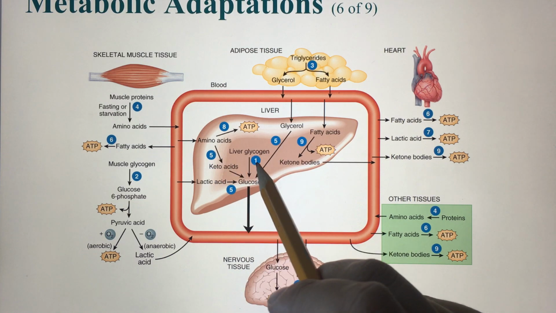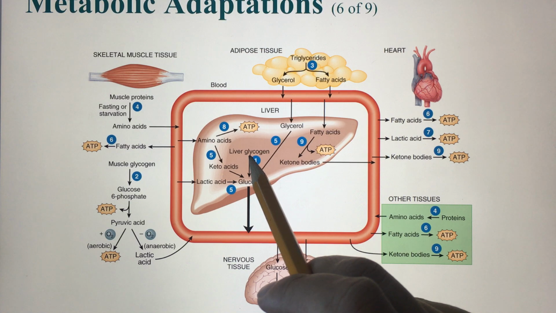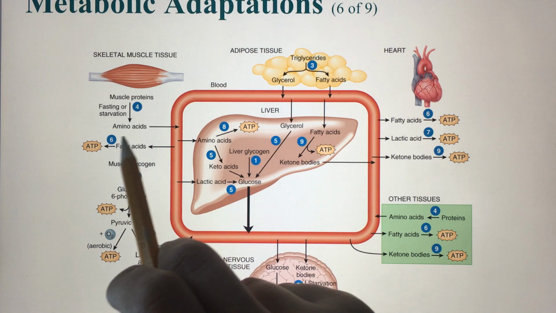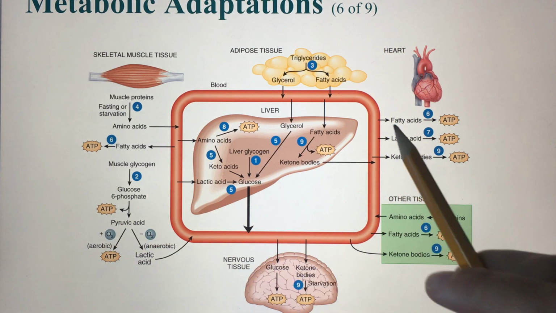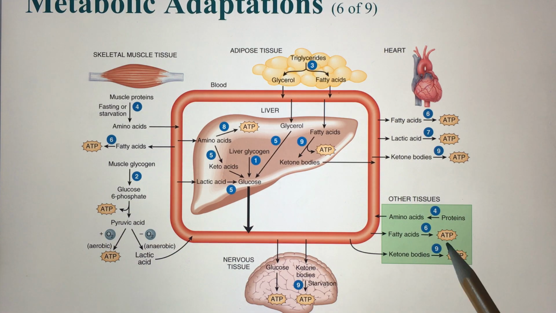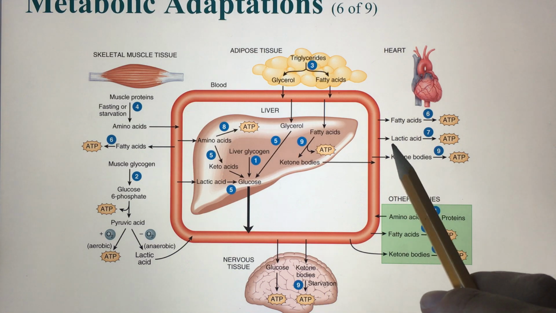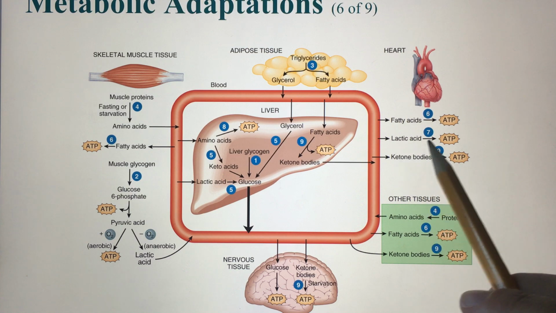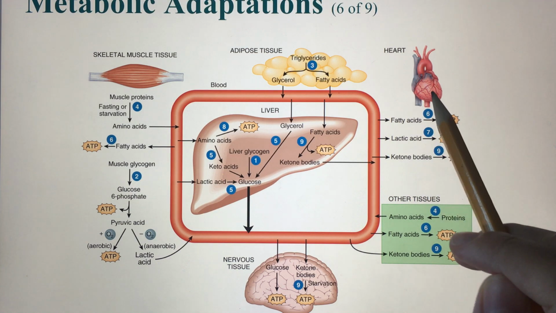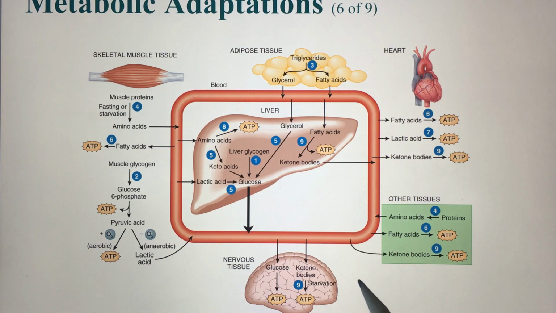Gluconeogenesis is number 5. Number 1 is glycolysis, the splitting of the glycogen into glucose. Number 6 is using fatty acids to make energy. Number 7, lactic acid. Lactic acid can be converted into energy by certain body cells, for example, heart muscle.